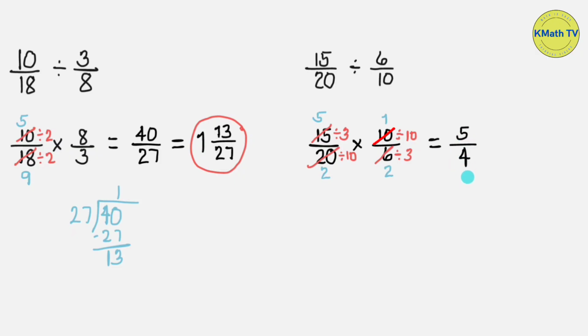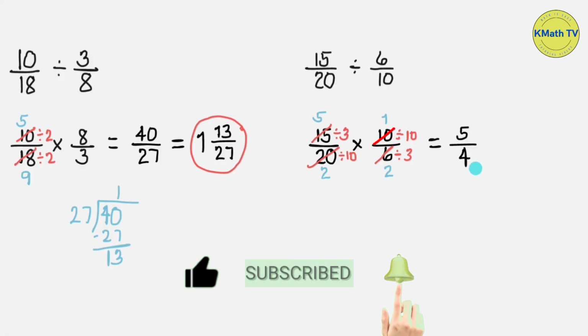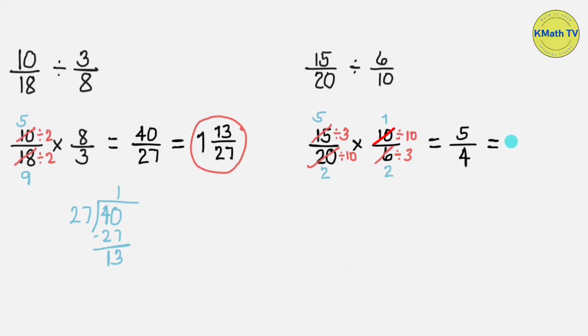The numerator is greater than the denominator. So, we can still simplify this fraction by dividing the numerator by the denominator. And if we divide 5 by 4, the quotient is 1 and the remainder is 1. So, the answer is 1 and 1/4.